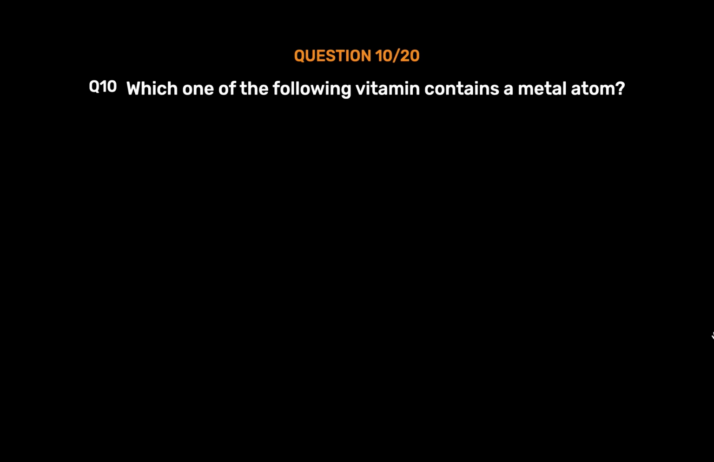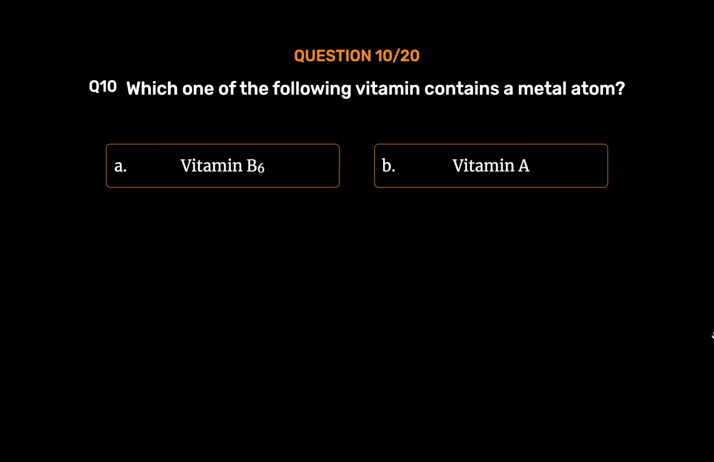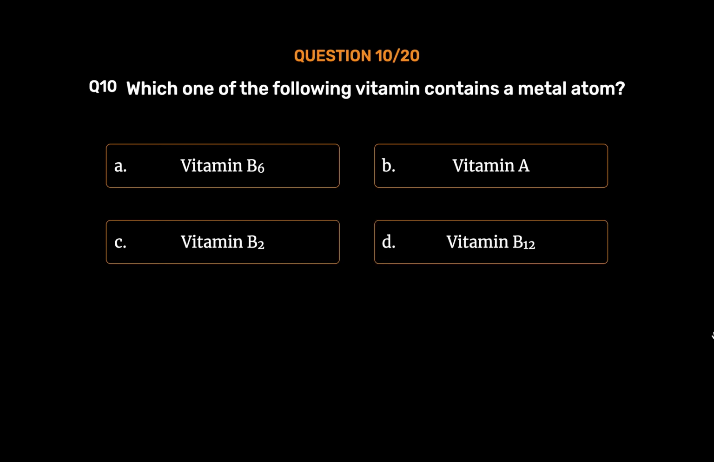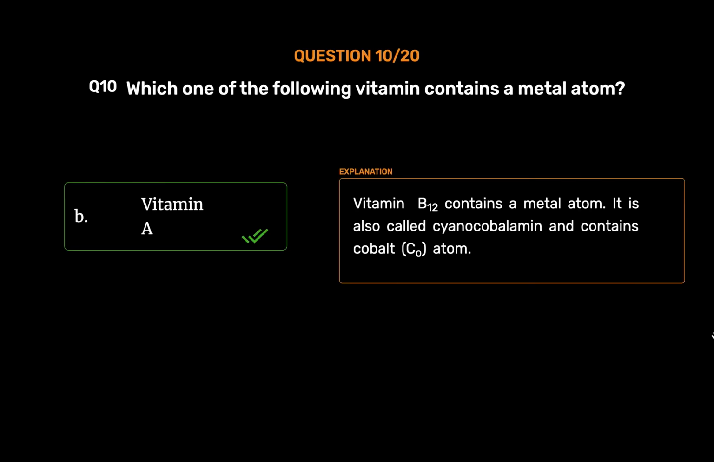Which one of the following vitamin contains a metal atom? Option A, vitamin B6. Option B, vitamin A. Option C, vitamin B2. Option D, vitamin B12. The correct answer is option B, vitamin A. Vitamin B12 contains a metal atom. It is also called cyanocobalamin and contains cobalt, Co, atom.